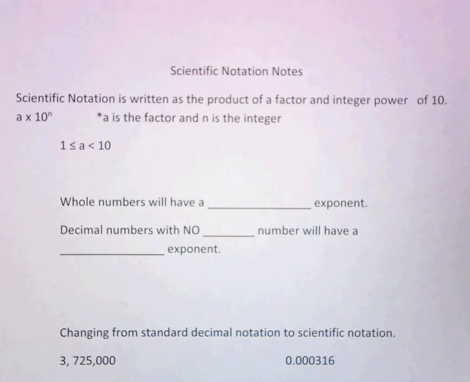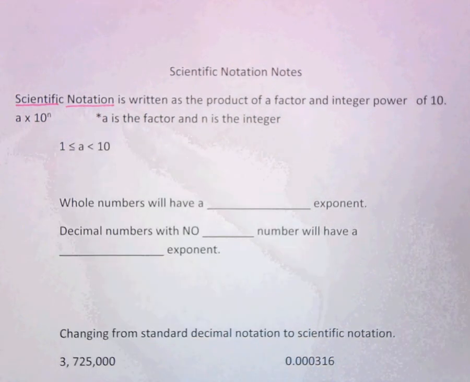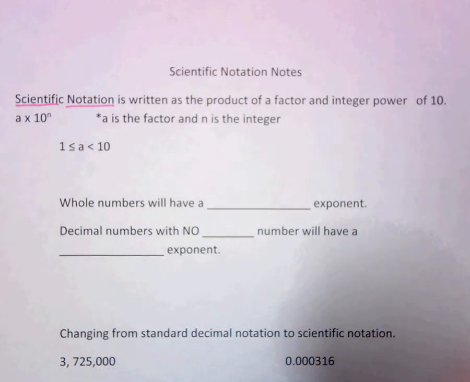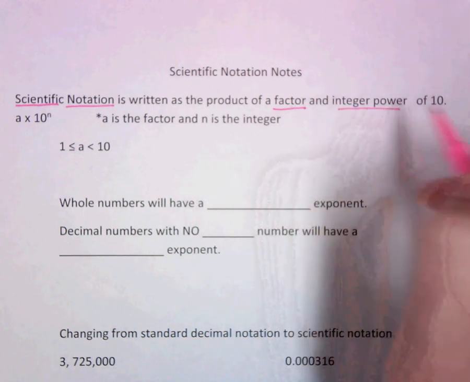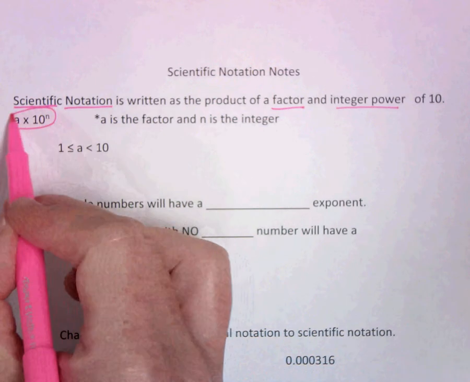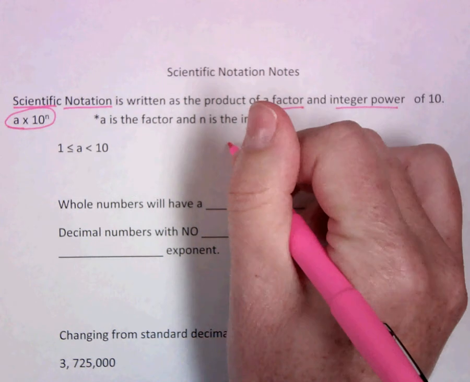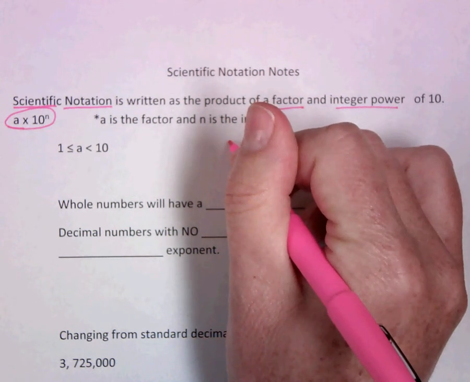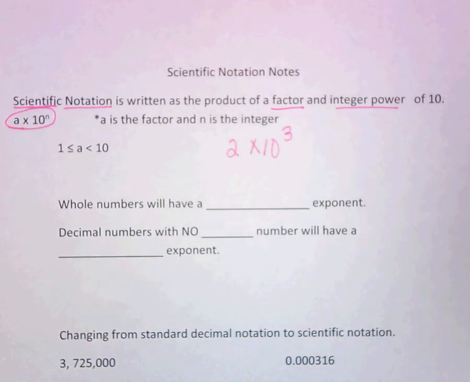In today's lesson, we're going to look at how to write numbers in scientific notation. Scientific notation is written as the product of a factor and an integer power of 10, so like a times 10 to the n power. Let me give you another example. You might see it as 2 times 10 to the third power. That would be an example of scientific notation.